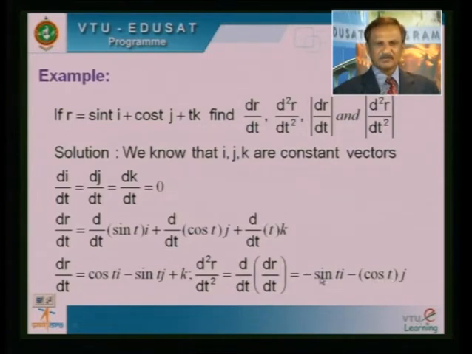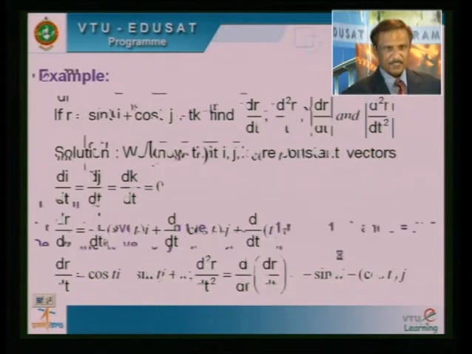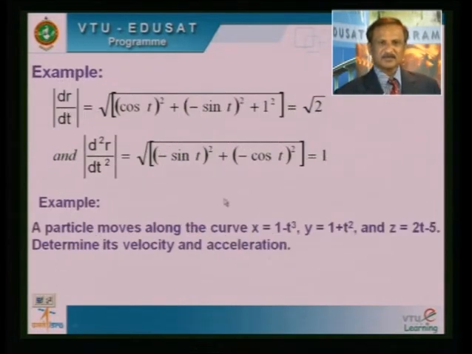I hope you will get the modulus of the second derivative equal to square root of minus sin t whole square plus minus cos t whole square. Is it clear? So you will get cos square t plus sin square t, and from basic trigonometry, we know that sin square t plus cos square t is equal to 1. Square root of 1 is equal to 1. Is it clear? So friends, from this example, we are now able to calculate the modulus of all derivatives.